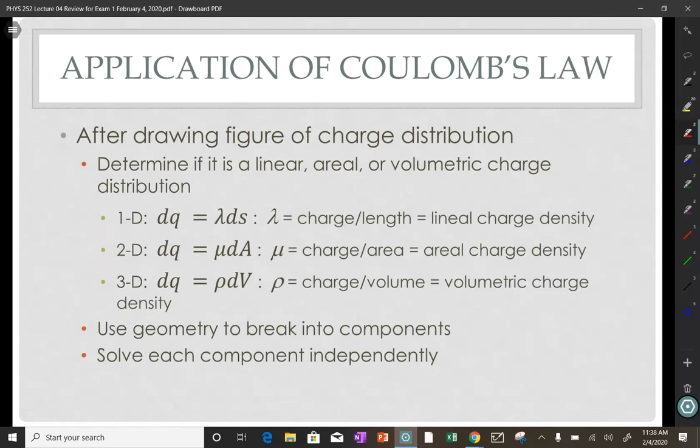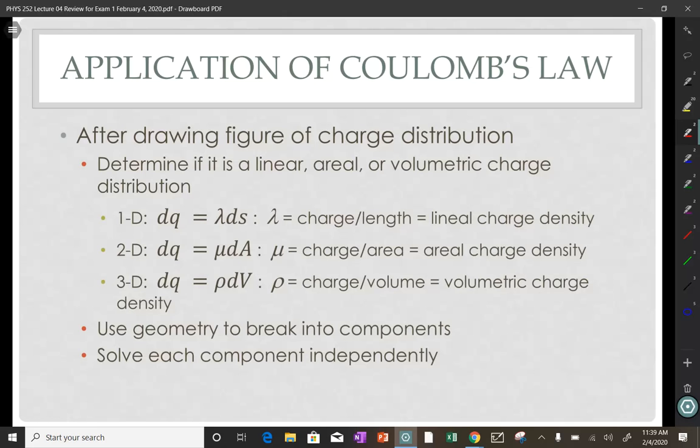Just a reminder that charge can be distributed one-dimensionally, two-dimensionally, or three-dimensionally. When we did a wire, that was one-dimensional. That was why you had the question: how is the charge distributed? Is it linear, areal, or volumetric? If it's on a wire, it's linear.